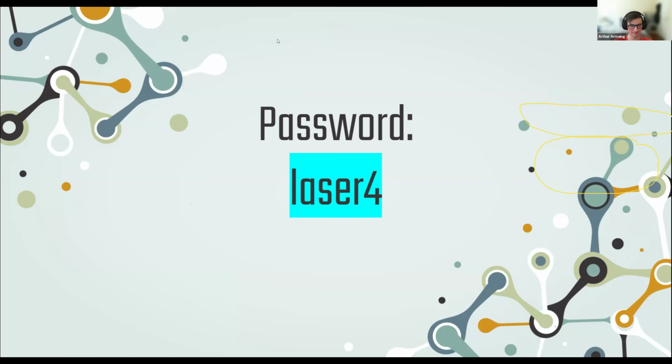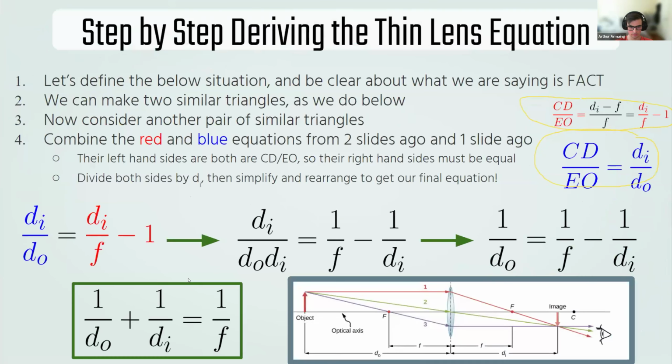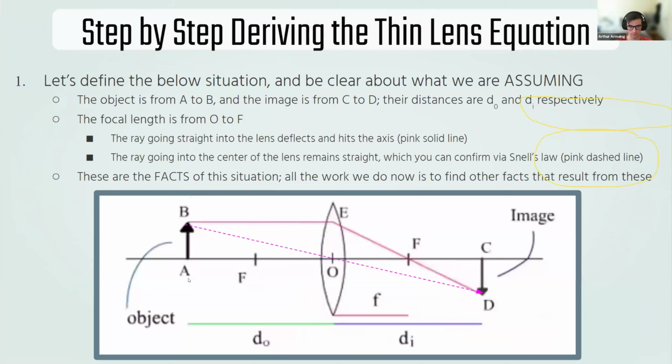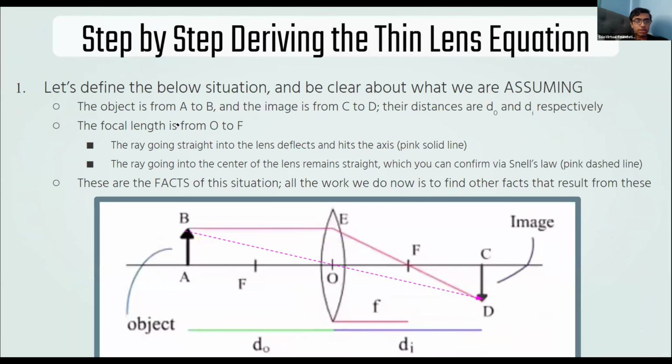That's funny. Okay. Arthur, can you go back to the first bit of the derivation? Right here. Okay. So just a brief review. We started by defining our two primary rays that we're interested in. One of them goes straight from AB into the lens and then refracts and goes through the focal length to form the image. The other one goes from our object through the center of the lens to the image. It goes straight. That's just because of Snell's law, because of how refraction works.